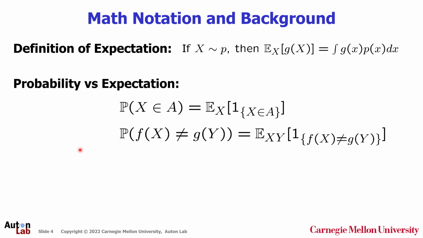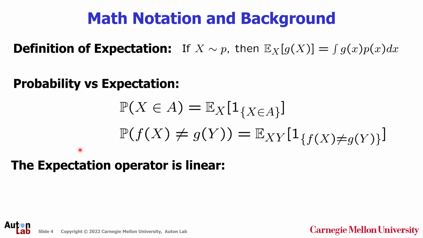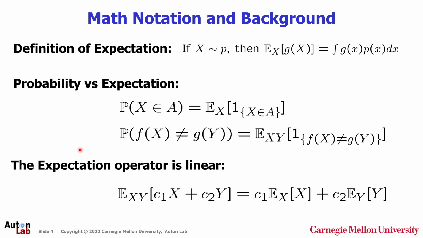A famous and very important property is that the expectation operator is linear. It means that for any random variables x and y, it doesn't even matter if they are independent or not, and for any constant non-random quantities c1 and c2, the expected value of c1 x plus c2 y equals c1 times the expected value of x plus c2 times the expected value of y.